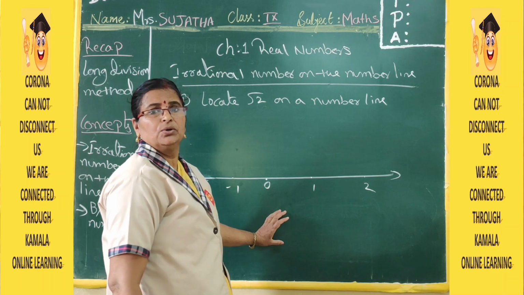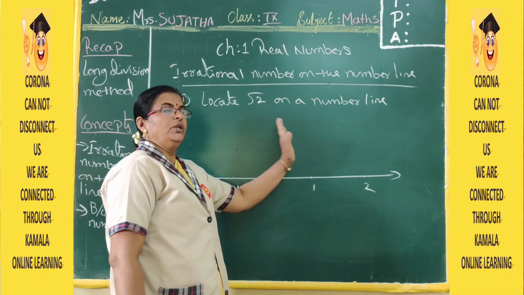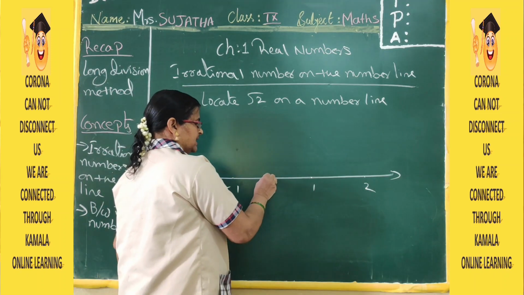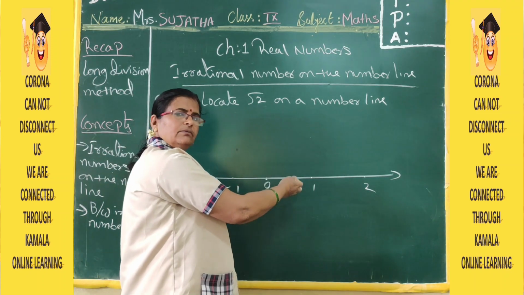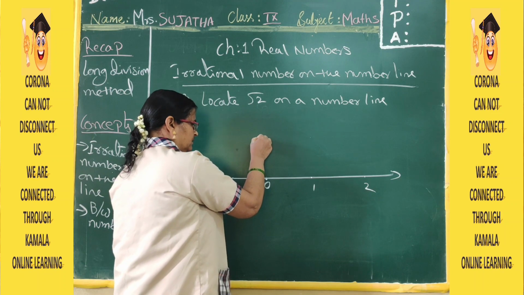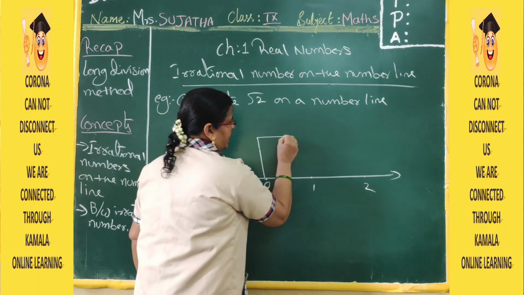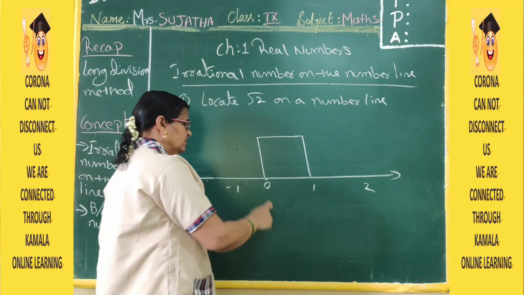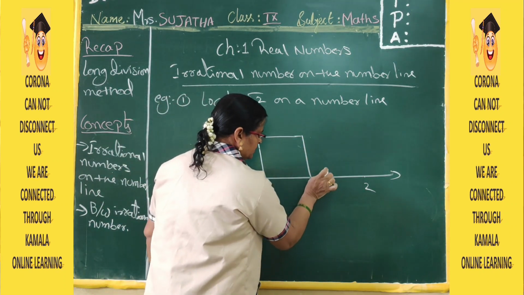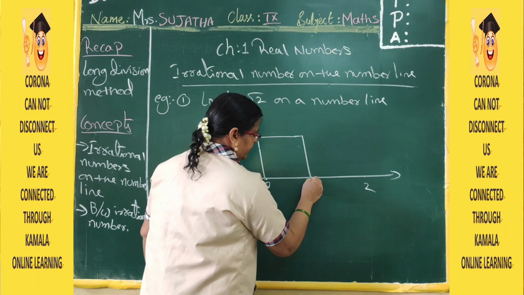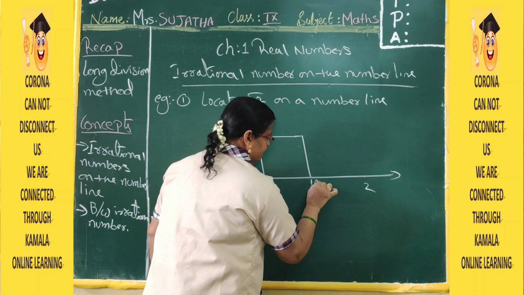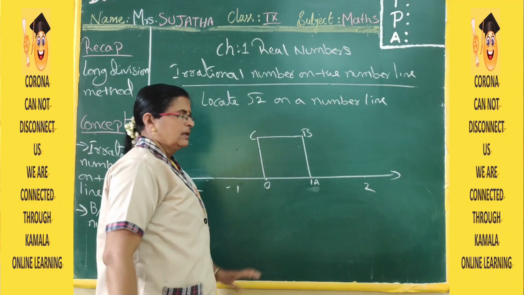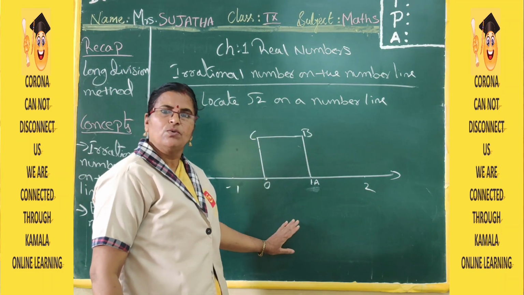Now first, you have to take 1 unit and make a square box of 1 unit. Exactly 1 unit, which you can take as 1 centimeter. Now this point O, this point you can take as A, this is B, and this is C. Now OABC is a square.